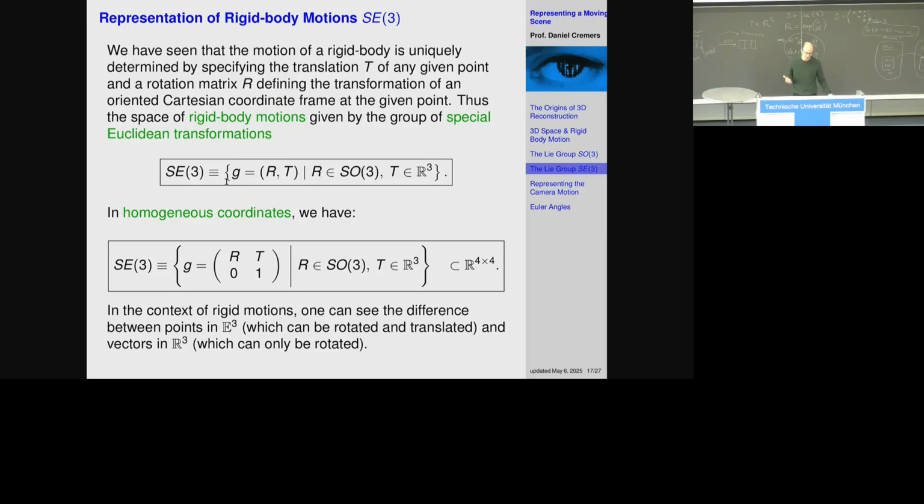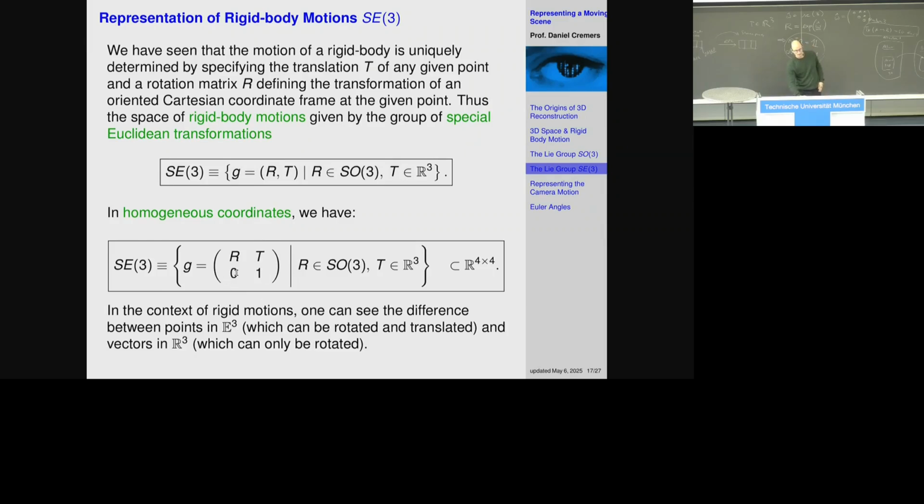SE3 is therefore, we saw it's a group, right? So we have a neutral element and inverse elements. We have closedness. If we take 2 rigid body motions, then the total outcome is again a rigid body motion. And we also saw that we can parameterize the SE3 in homogeneous coordinates, and then each element can be written as a 4x4 matrix of this form, where we have the rotation in the top left, then the translation vector t, and then 0, 1 in the bottom.